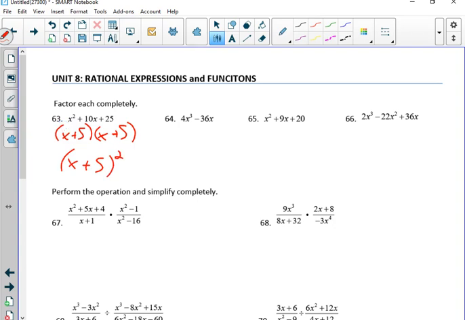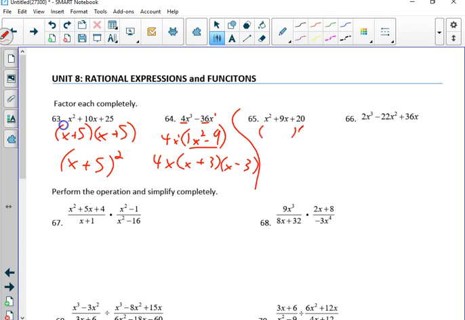Okay, number 4. Make your life easy by always taking out the GCF. So what goes into 4 and 36? That's 4. X cubed and x to the 1, that's x to the 1. Now I divide. 4 divided by 4 is 1. x cubed divided by x to the 1 is x squared. Negative 36 divided by 4 is negative 9. And x divided by x cancels. And now what I have here is a difference of two squares. So I'm going to go one step further and factor it, taking the square root of both: x plus 3, x minus 3. And I'm finished.